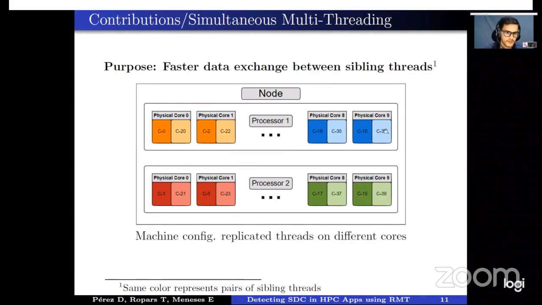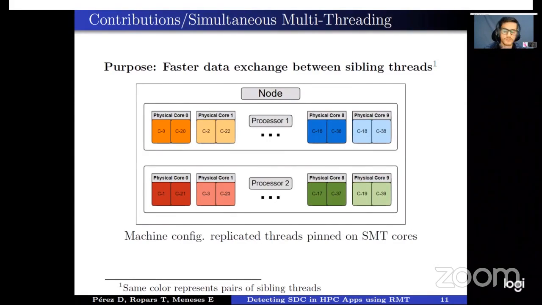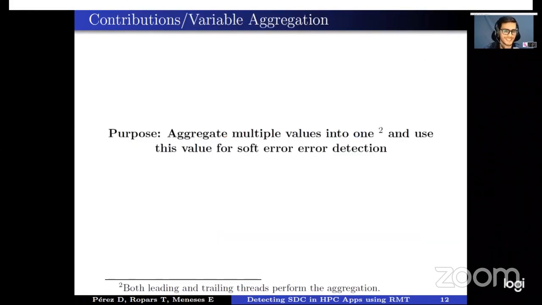Instead of having this, we propose to have the two sibling threads on the same physical core, to pin those threads in that physical core so that they share the L1 cache. This is at the hardware level. The other two optimizations proposed are more at the software level.